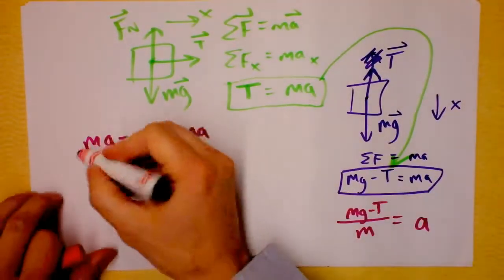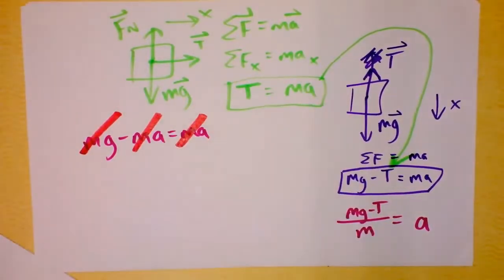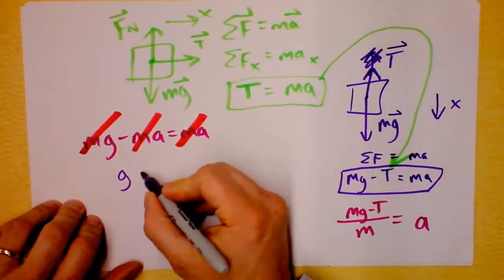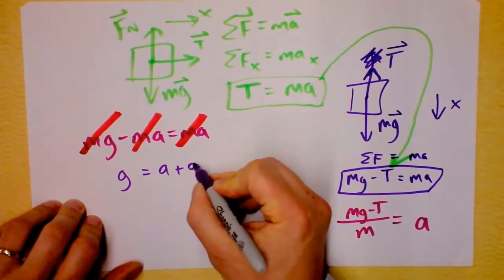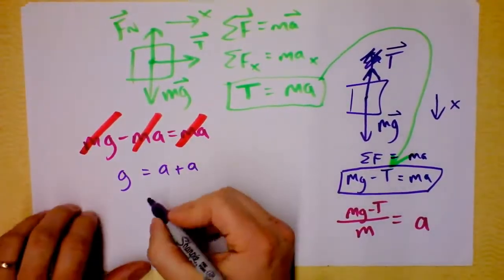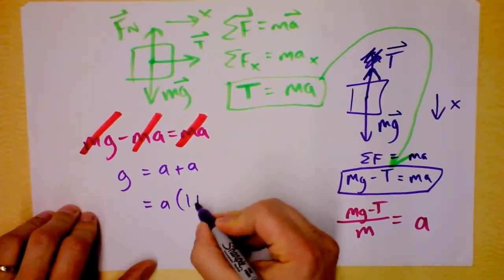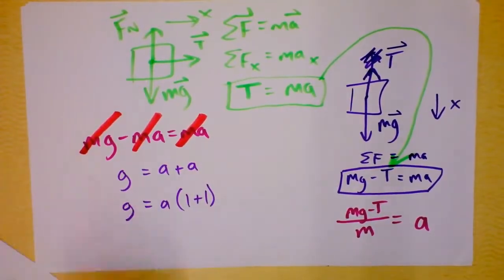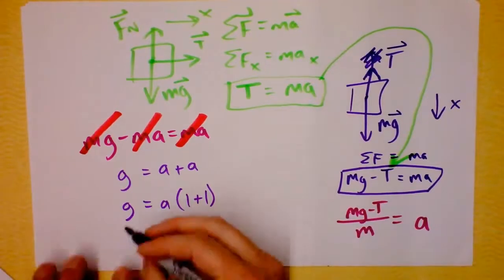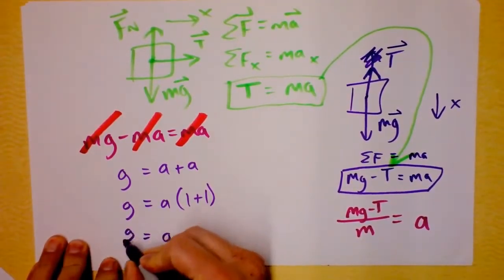Watch this. Fire. Kill, dead. Now what? Well, now g minus a equals a. Just add a to both sides. So g equals a plus a. Well, that's nice. I'm going to factor out an a. That's a times 1 plus 1. Okay, just divide by 2. So a equals g over 2.